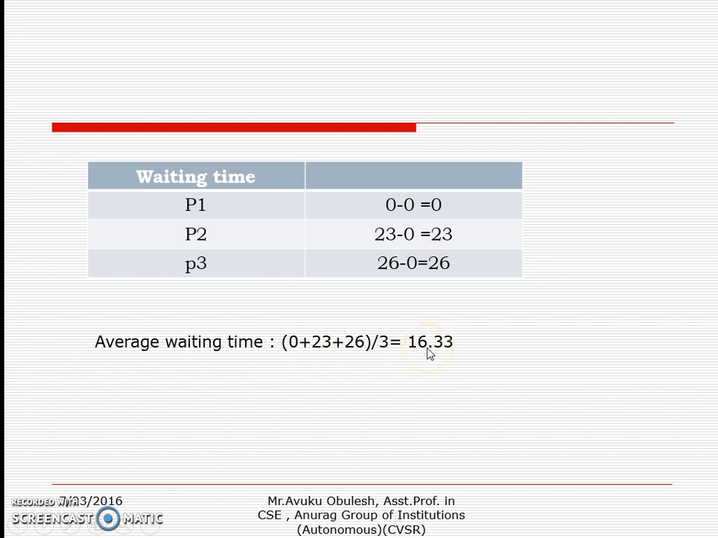The main disadvantage of first come first serve is if any process comes first with the highest burst time, the remaining processes should wait until the completion of that first process. And another drawback is the average waiting time is very long.